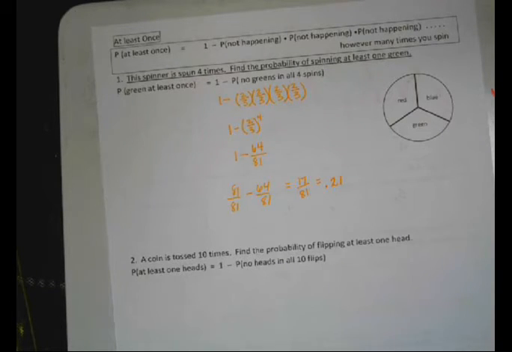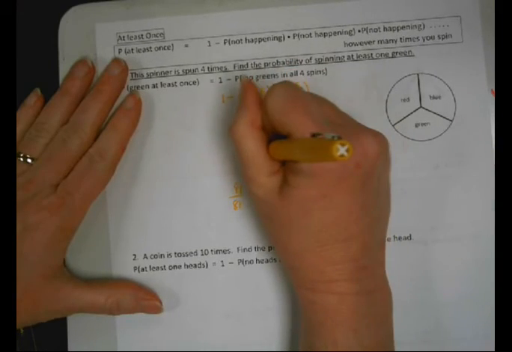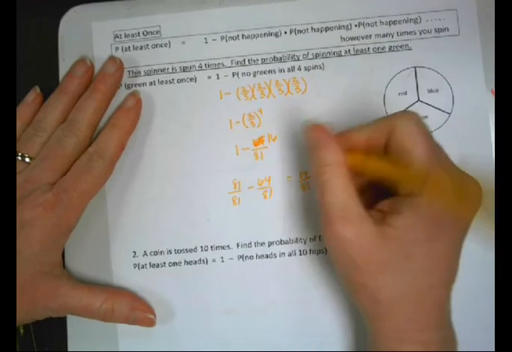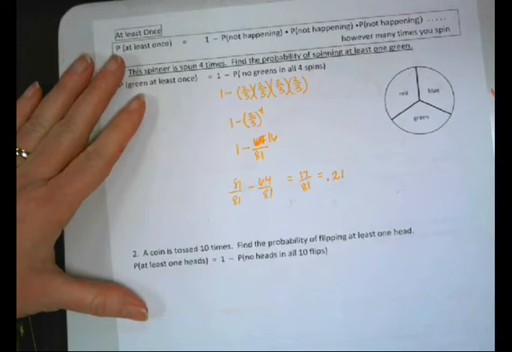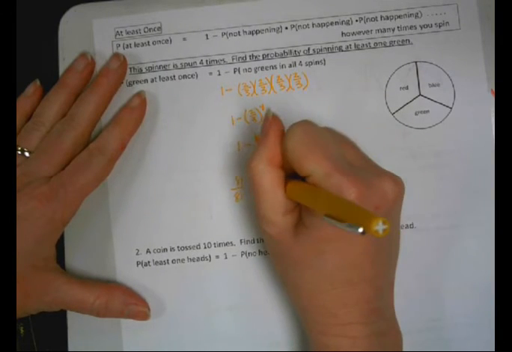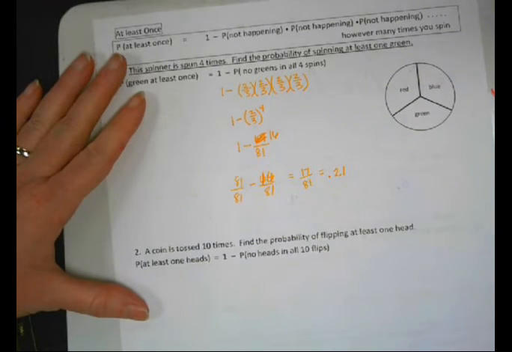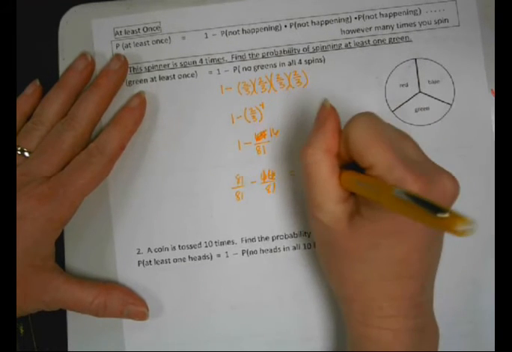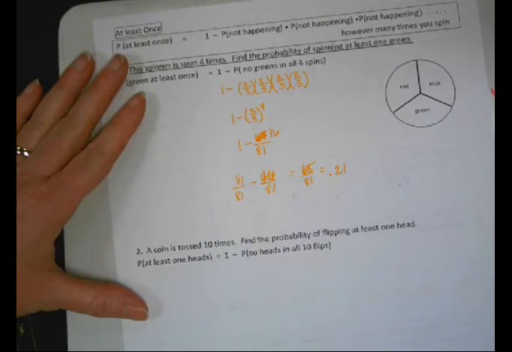Oh, that's wrong. That's my fault. I was wondering why it comes out to be that. This should be 16. Why did you tell me that? I was like, why is it so big? Okay. 1 minus, so that's 81 minus 16. Oof, that makes me feel better. That's much better. 65 out of 81. Now I feel better. Okay. Phew.